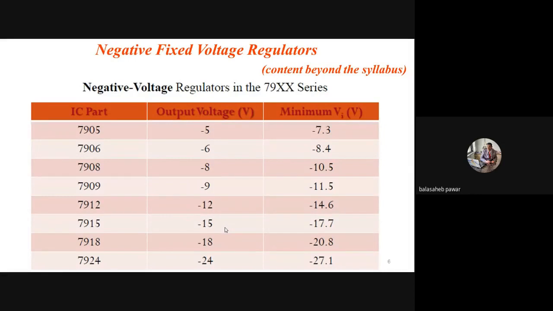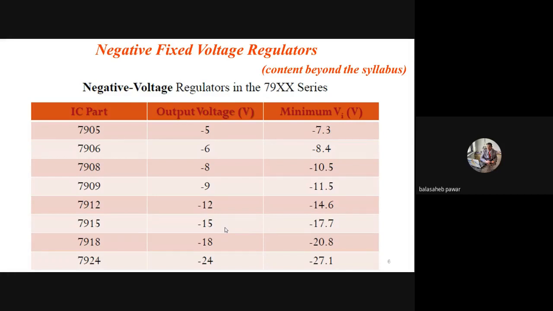As it starts with 79, that means it is a negative fixed voltage regulator, and the last 2 digits indicate the rated output regulated voltage. So 7905 means the output will be minus 5 volts regulated, and its input requirement is minus 7.3 volts. Right? Is it clear? Looking at all these available ICs under the 79 series, you can easily find out its output voltage and its minimum required input voltage.